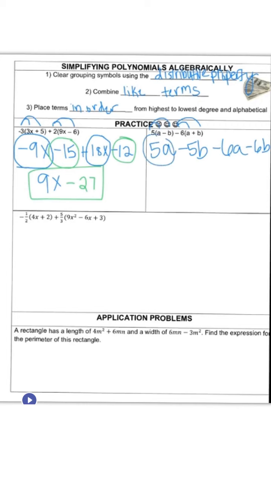So I have 5A minus 6A. 5 minus 6 is negative 1, so I would have negative 1A, or just negative A. Now let's go to the B's. Negative 5B minus 6B. Negative 5 minus 6 is negative 11, so I would have negative 11B.